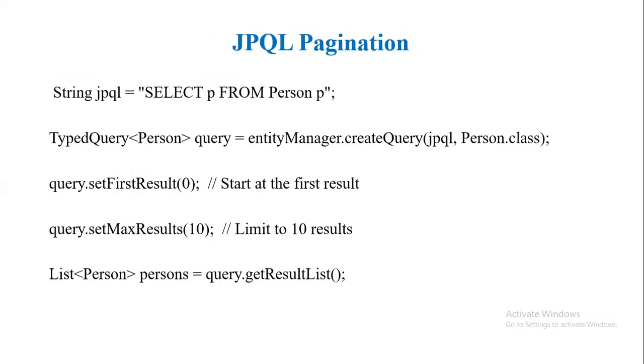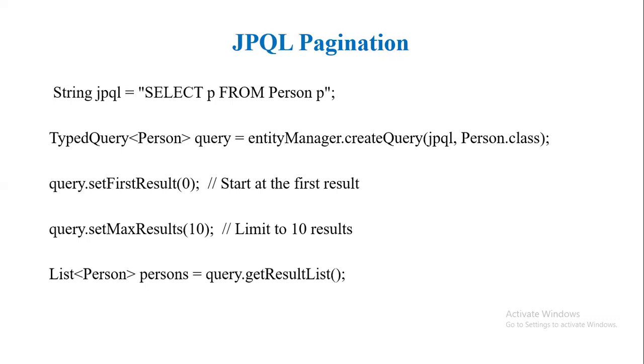Next one is JPQL pagination. Pagination, as we know very well, is used when there is a huge amount of data in the database and we want to retrieve a specific set of data. For example, a database contains many tables, and if you want to retrieve data from the person table, that is given here. String JPQL: select P from Person P. P is an object. It retrieves all the data from the person table. TypedQuery Person query equals entityManager.createQuery(JPQL, Person.class).